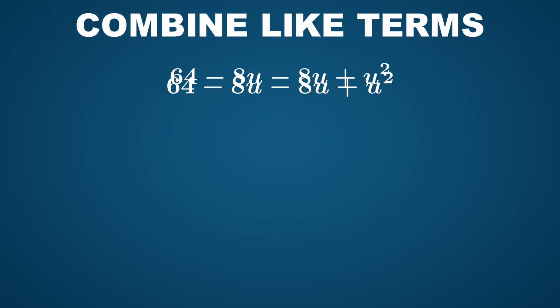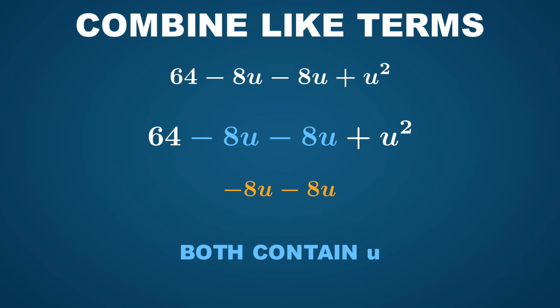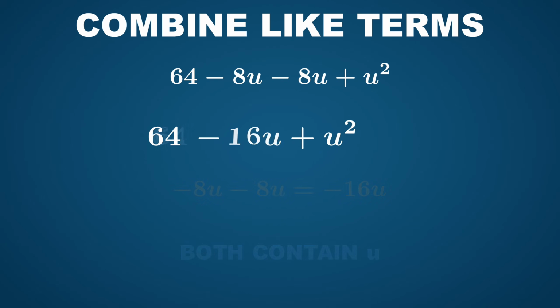We notice that there are two middle terms that both contain the single variable u. We must combine these two like terms together to simplify the overall expression. We take the first negative 8u and subtract another 8u from that amount. This calculation yields a combined total of negative 16 times the variable u. The simplified right side is 64 minus 16u plus u squared.